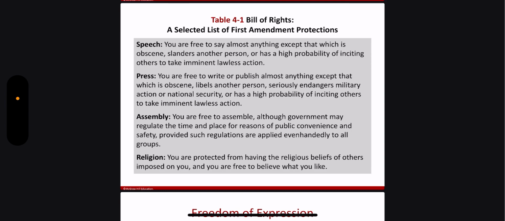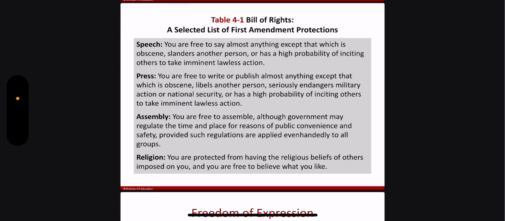For the press, you're free to write or publish almost anything, except things that are obscene. It libels another person, it endangers military action or national security, or just like with speech, has a high probability of inciting others to take imminent lawless action. Now, with assembly, you're free to assemble, although there's going to be some regulation. So, again, all of these rights, all of these liberties are going to have some sort of boundaries. They are not absolute, okay? They have boundaries.